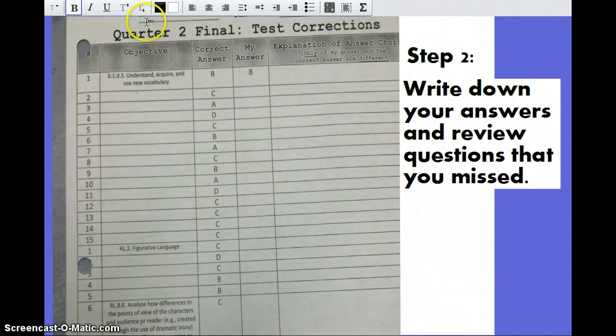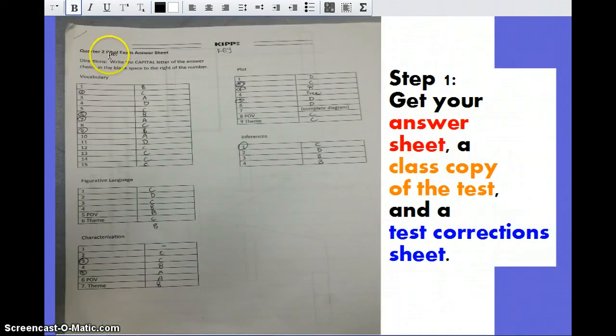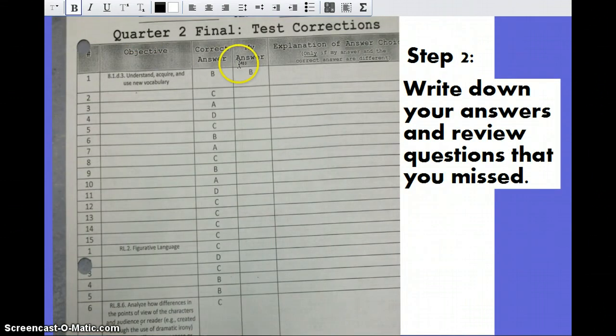Next step, we are going to look at actually how you did individually on your test. So take a look here. We have 1 through 15, and then we have understand, acquire, and use new vocabulary. 1 through 15 are all vocabulary. If you take a look at your answer sheet, it's already marked and divided for you. 1 through 15, vocabulary. So here you're going to go through and you're going to look at the correct answers right here, and you're going to write down your answers right here.